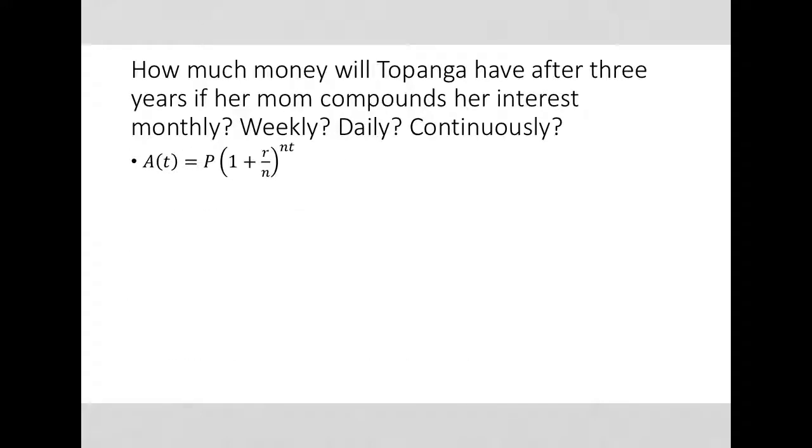And so let's apply this to the problem here and figure out how much Topanga would have after 3 years if her mom compounded her interest monthly. So originally, after 3 years, with just the annual compoundings, she ended up with $210.74 after 3 years when her money was compounded yearly.